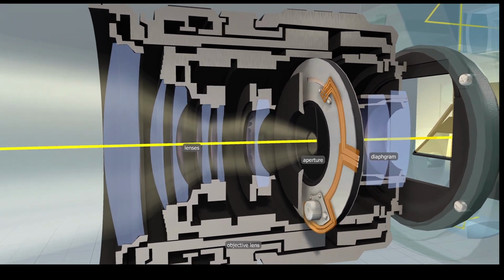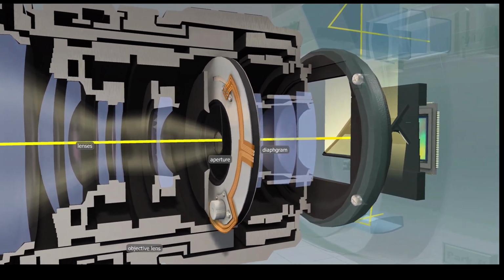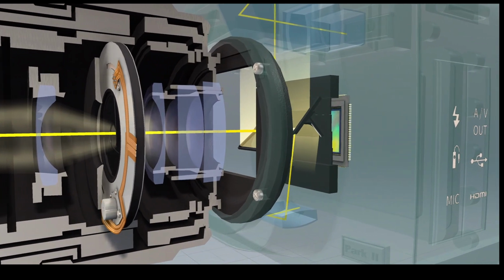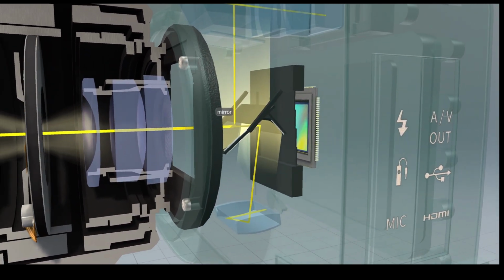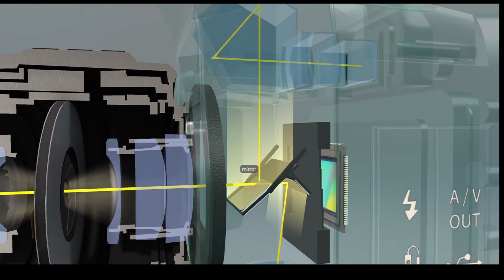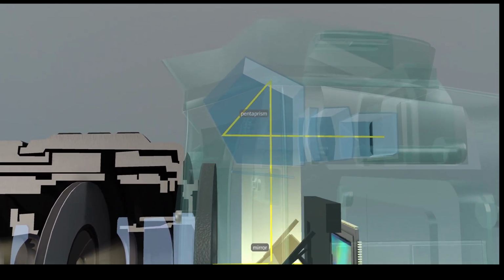In single-lens reflex cameras, after light passes through the aperture, it reaches a mirror positioned at an angle to reflect it through a pentaprism to the viewfinder. The pentaprism ensures that the image we see in the viewfinder is not upside down.